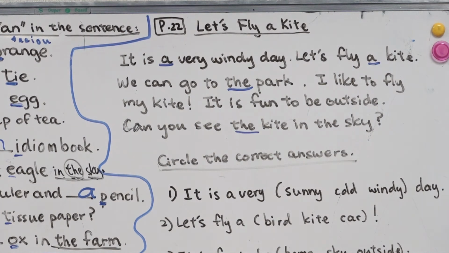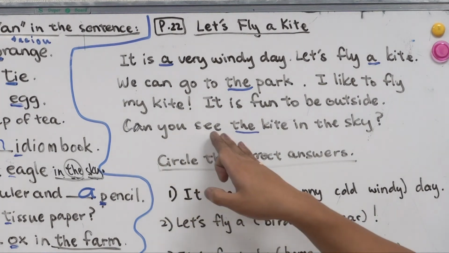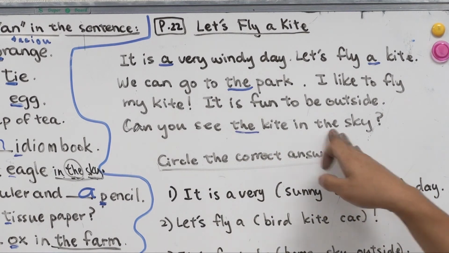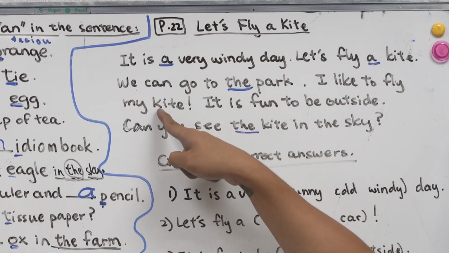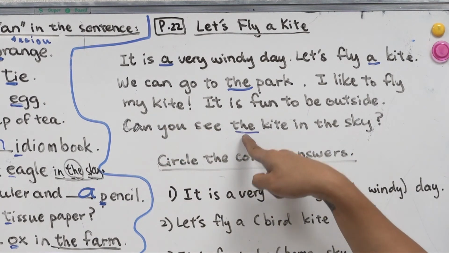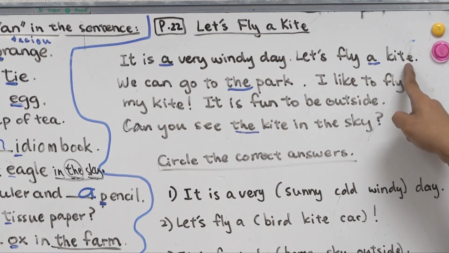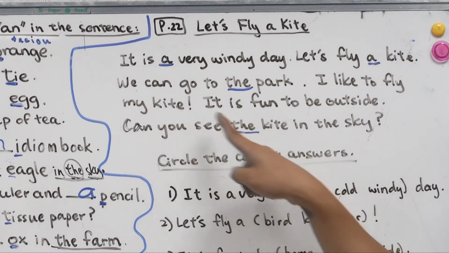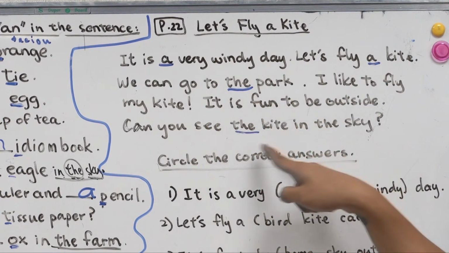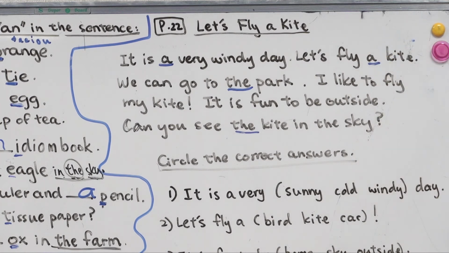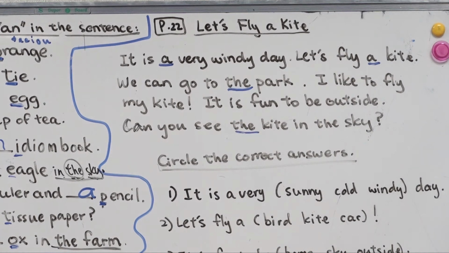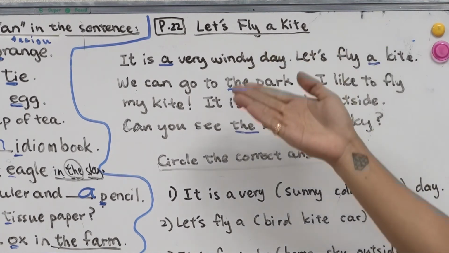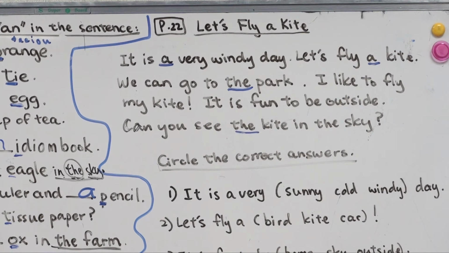It is fun to be outside. Can you see the kite in the sky? Now this the kite could mean the person's kite, okay? Because we've mentioned kite 3 times already. 1, 2, and 3. So this the kite could mean the kite that she wants or he wants to fly together with you, or his or her kite that she owns. Alright? So this is how we use the indefinite and definite article.